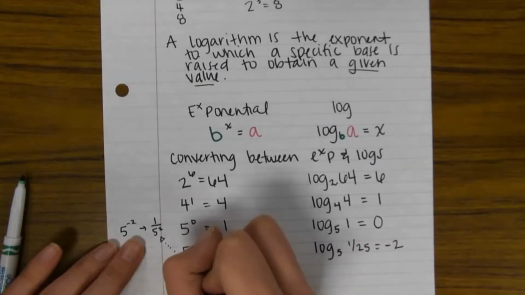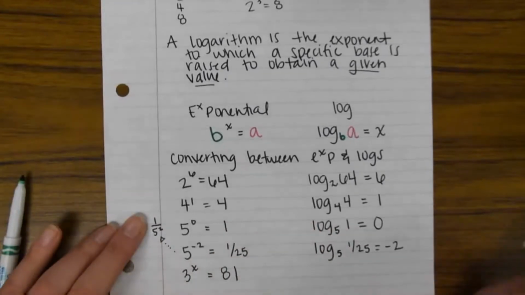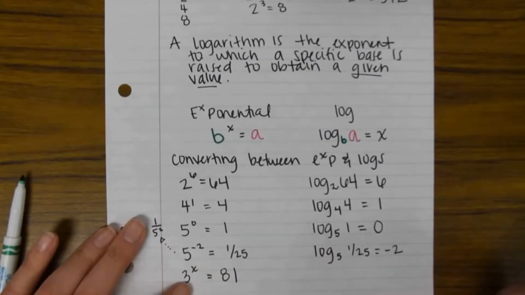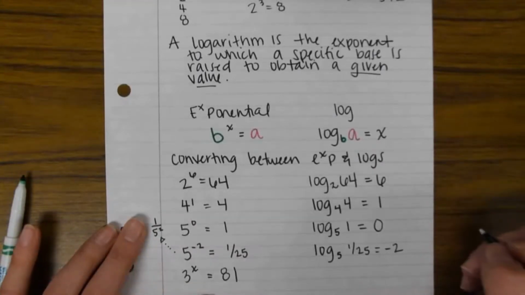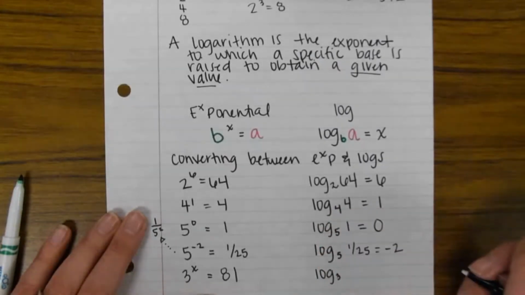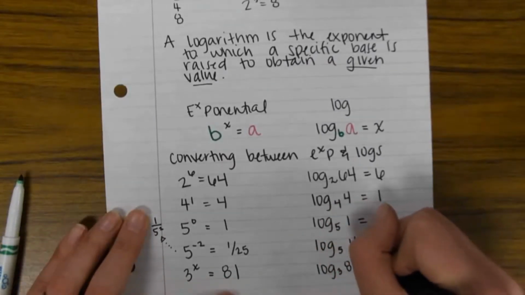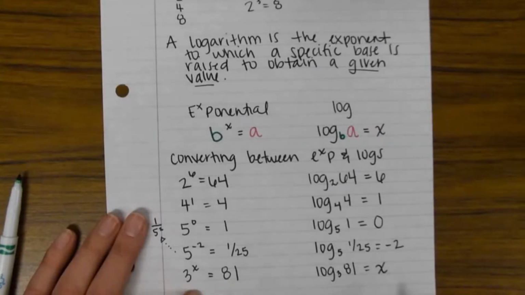What if we have a variable in the exponent? 3 to what power equals 81? Well, my base is 3. The answer is 81, and my exponent is x. Look, we just solved this equation for x. That's pretty cool. Now we know how to solve for x when x is an exponent.